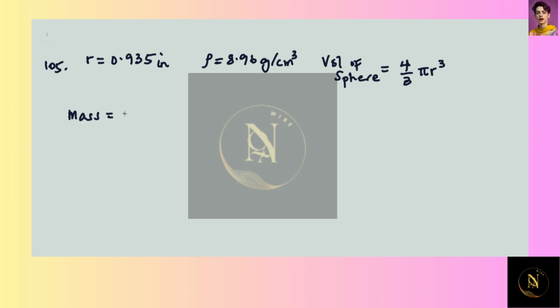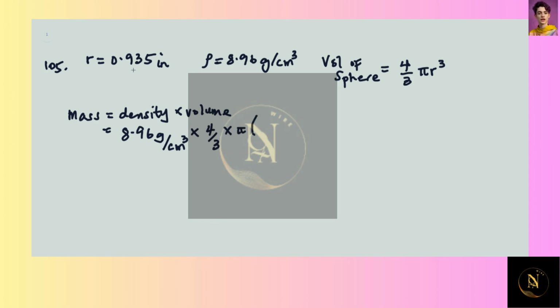In order to determine the mass, we just have to multiply the density by the volume, right? So mass is given by density times volume. So we know that the density that we've been given is 8.96 grams per cubic centimeter, right? The volume of the sphere is 4/3 pi r cubed. So we can multiply, this is 4/3 times pi.